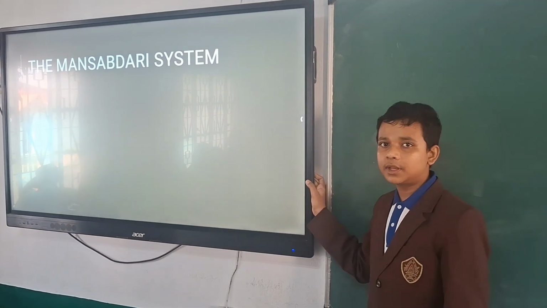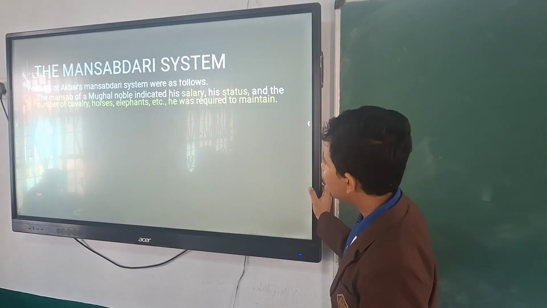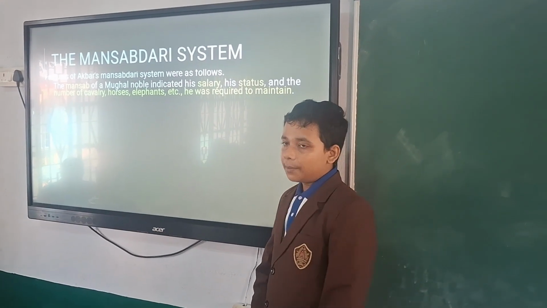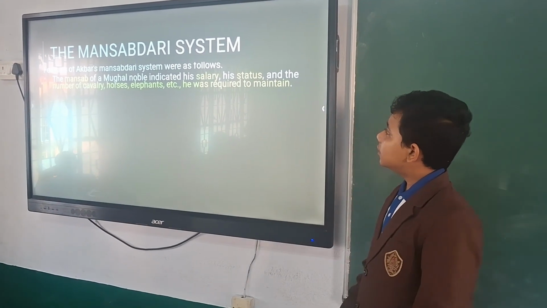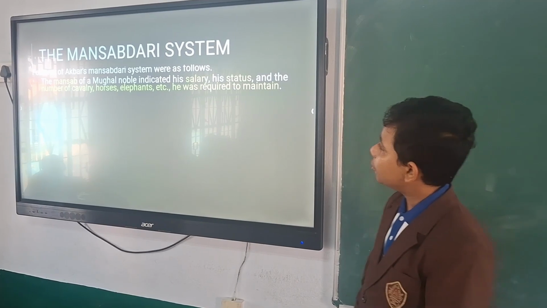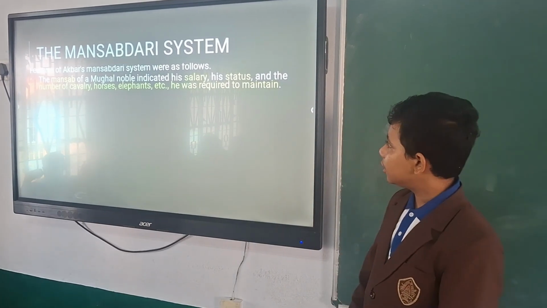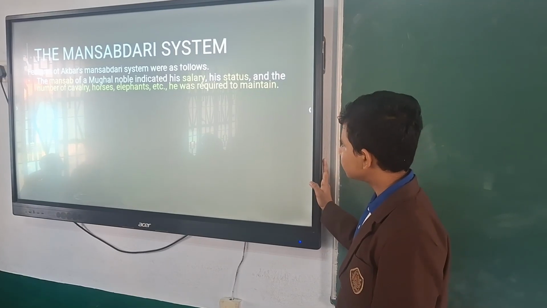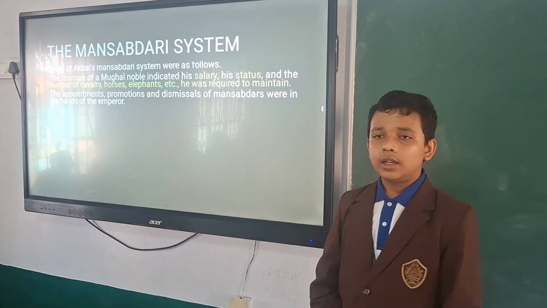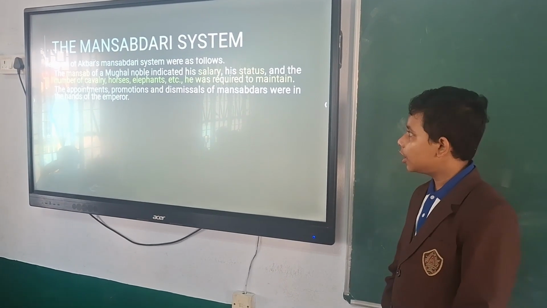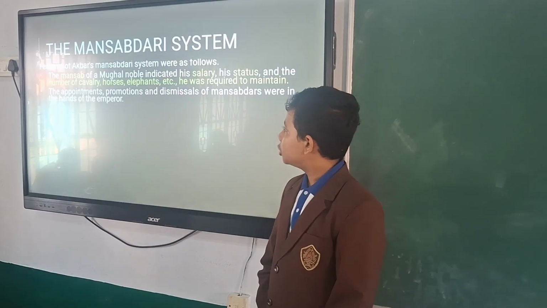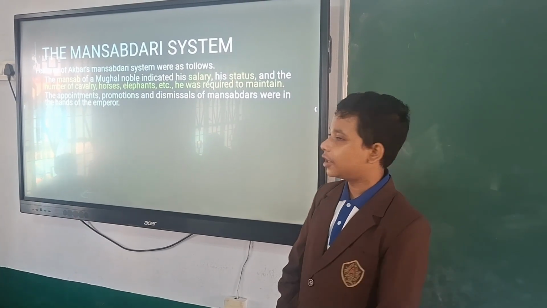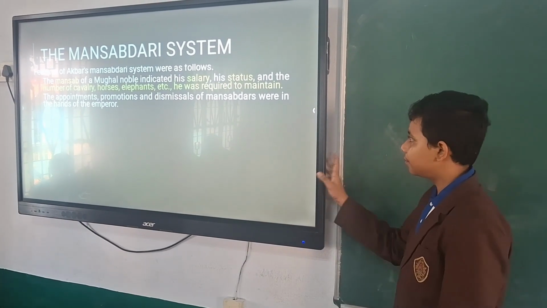Now let's learn about the Mansabdari system. The Mansab indicated the salary, status, and the number of cavalry, horses, elephants, and other things that the Mughal noble had to maintain. As in the central administration, the appointments, promotions, and dismissals of Mansabdars were in the hands of the emperor.